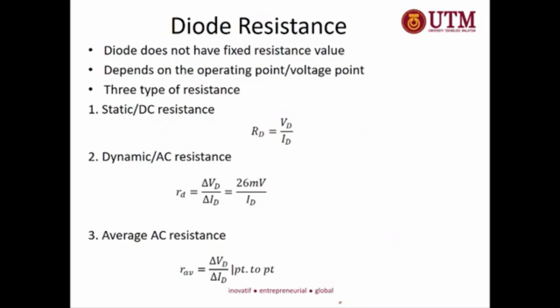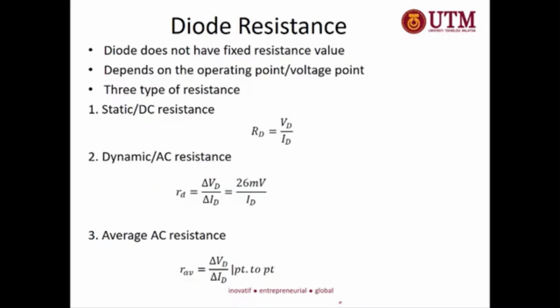Okay, so next we discuss the diode resistance. The diode does not have a fixed resistance value because the IV characteristic is non-linear. So the resistance keeps changing depending on the operating point or the voltage point. Here we have three types of resistance. The first is the DC resistance, or static resistance. DC resistance simply uses Ohm's law, so RD is equal to VD over ID.